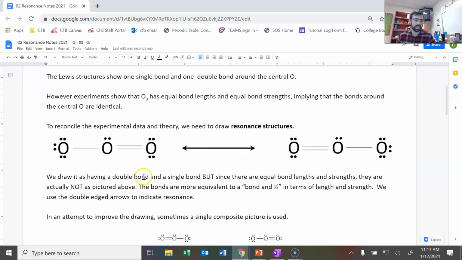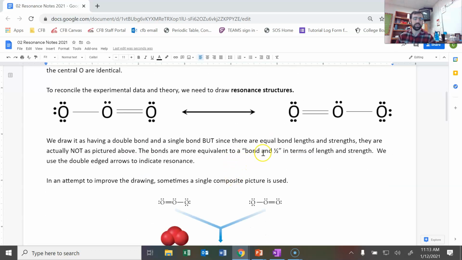We draw this as having a double bond and a single bond, but since there are equal bond lengths and strengths, they're actually not as pictured above. They don't really look like this. The bonds are more equivalent to a bond and a half, each of them, in terms of the length and strength. We use the double-edged arrow as shown here to indicate resonance.